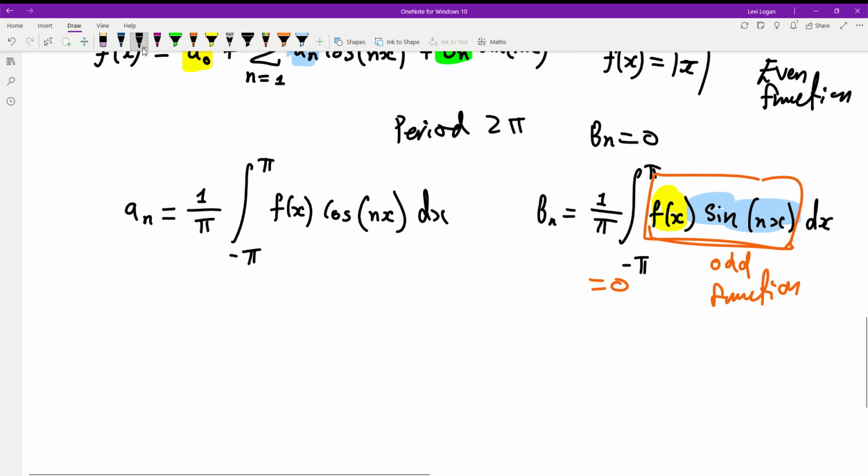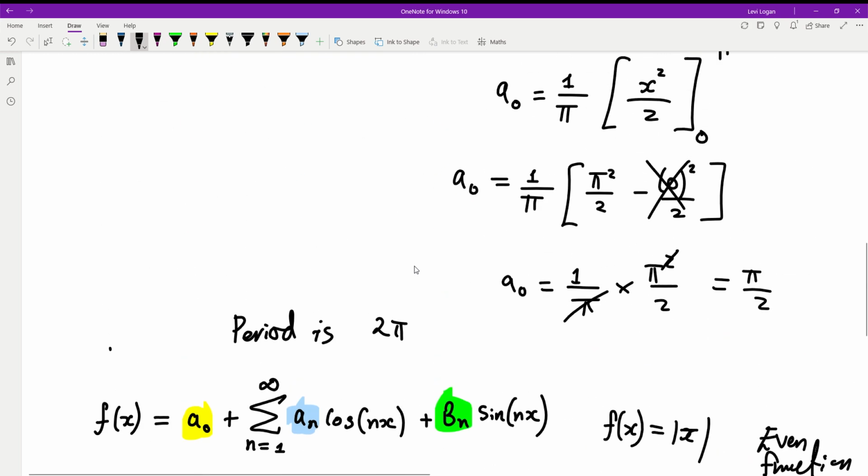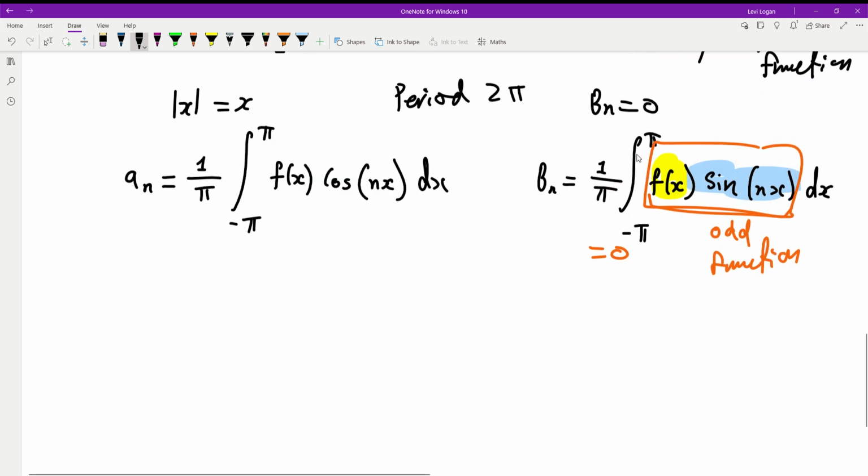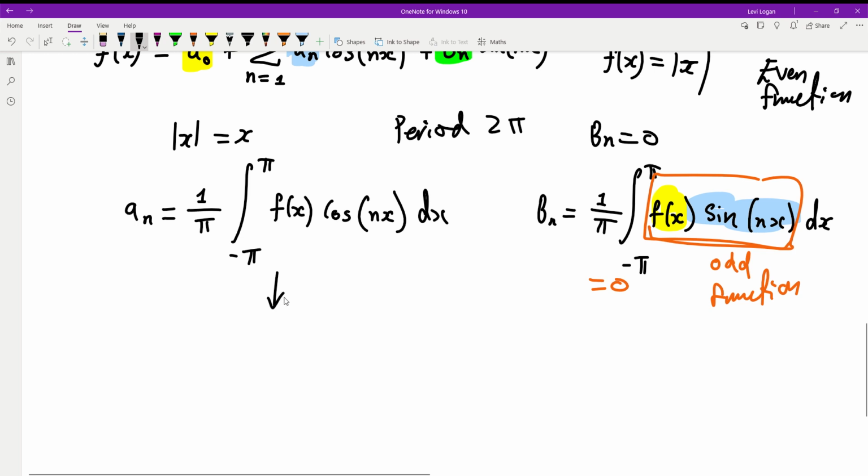So all we do is, instead of writing the absolute value of x, we can just write x because we're taking it to one side. And since it's an even function, we can use the same property that we used above with a naught. We can change the bounds from negative pi to pi into 0 to pi, and put a 2 at the front because it's even. So that means we can just change it like this.